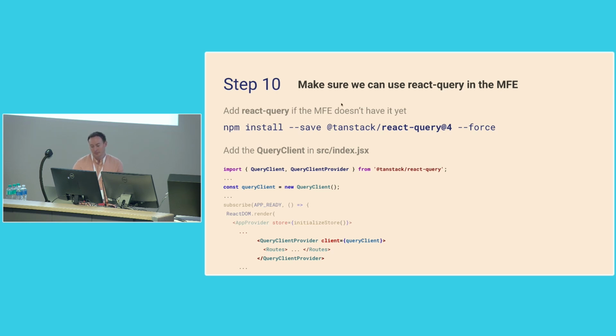So you would run this npm install command, and then these 4 lines that I've bolded are the new lines. You import React query, you define a query client, and then you use query client provider to create a new React context that makes that available to everything in the React application. The details of this aren't super important for our purposes today, but if you want to use React query because it's really awesome and the MFE doesn't have it yet, just refer back to these slides, and this is an example of how you can install it.